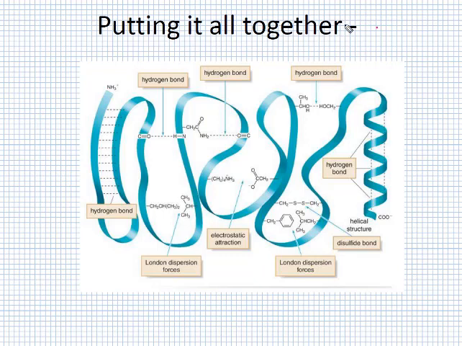Putting it all together here, what I mean by that is talking about the primary, secondary, and tertiary structure, and we'll put quaternary in later. So the primary structure, remember, is just one amino acid bonded through a peptide bond to a second amino acid, and that second amino acid bonded through a peptide bond to a third amino acid. That's all the primary structure is. Secondary structure is what we're looking at here, hydrogen bonds between maybe two strands of a beta sheet. So we have a beta sheet here. That's secondary structure.